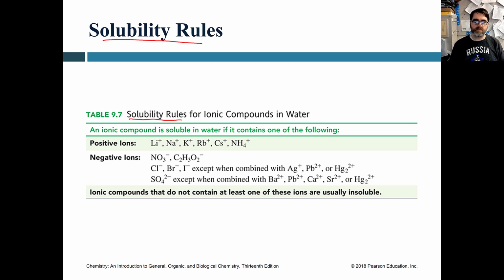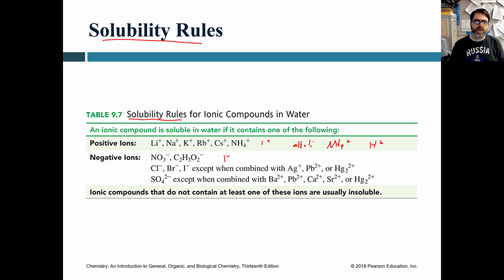tells you that if we have a positive ion, and it turns out here that we're looking at 1 plus ions, or more specifically the alkali metals and the ammonium there. It also turns out hydrogen would be included in that list, though you can make an argument that the hydrogen is reacting with the water and not actually dissolving. They are going to be soluble.